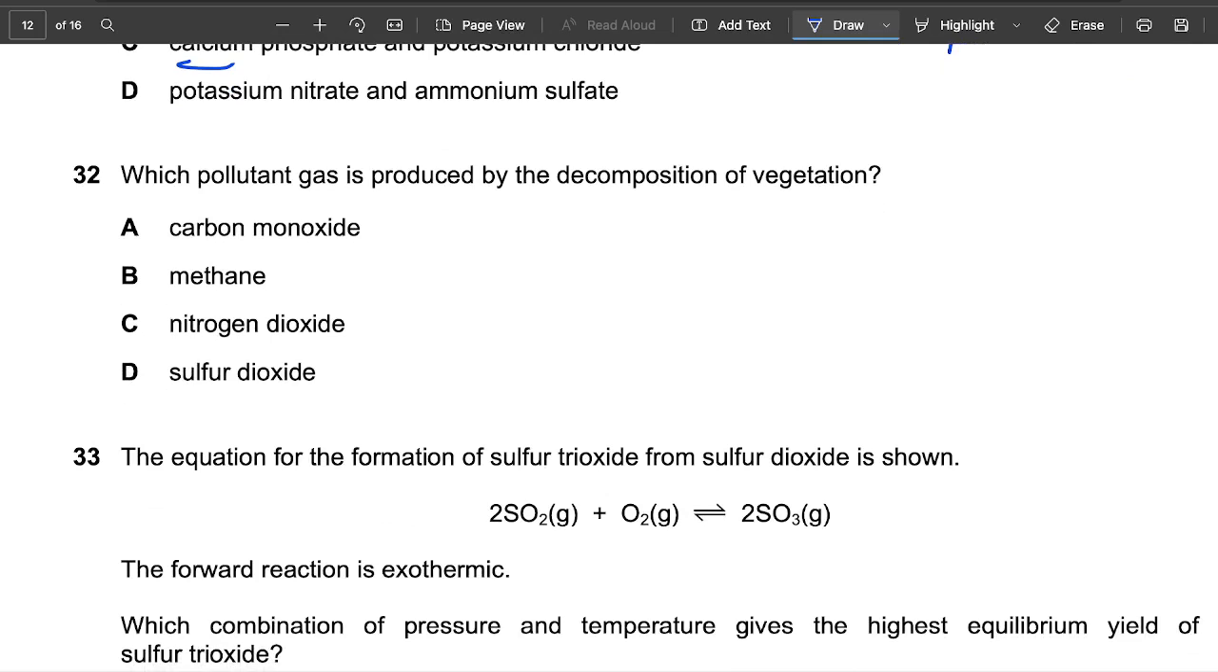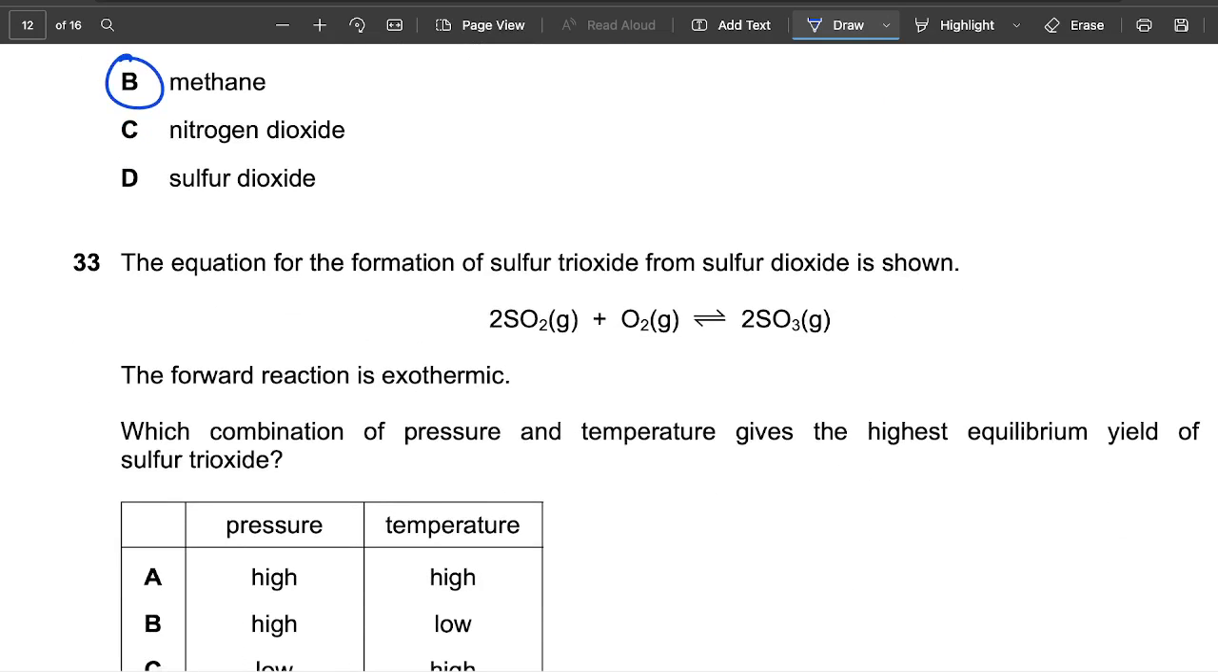Which pollutant gas is produced by the decomposition of vegetation? We all should know this before even. It's always methane. That is one of the sources of methane.